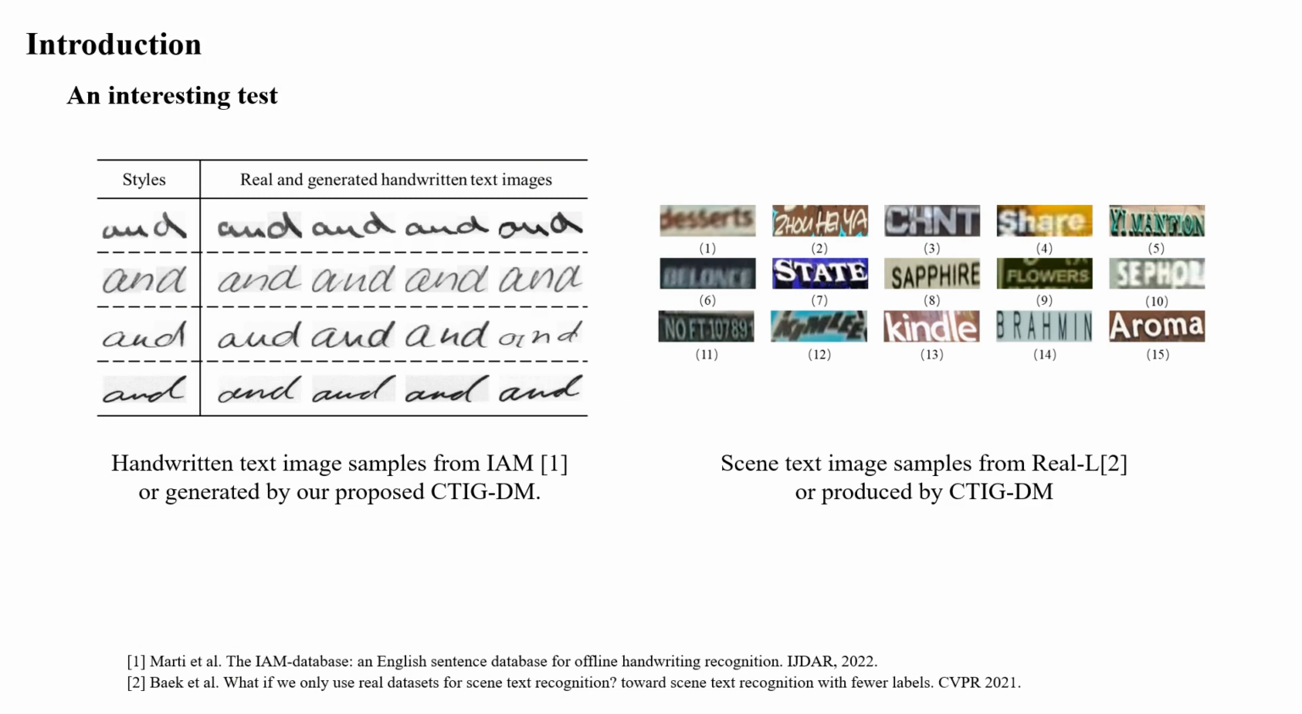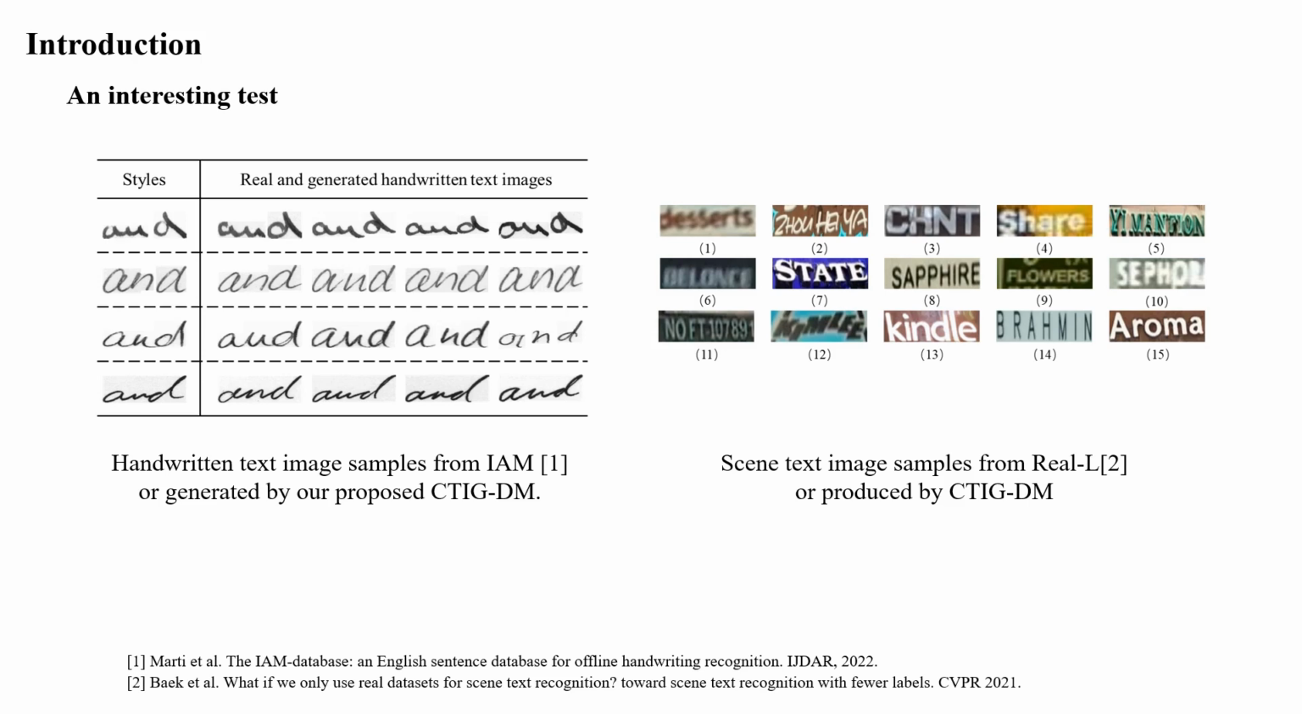Let's start with an interesting test. Please find real samples from the following handwritten text images and scene text images. I'll tell you specifically that 2 of each line are real in the handwritten text image, and a total of 7 are real in the scene text image. This may be difficult, so you can pause and take a look.